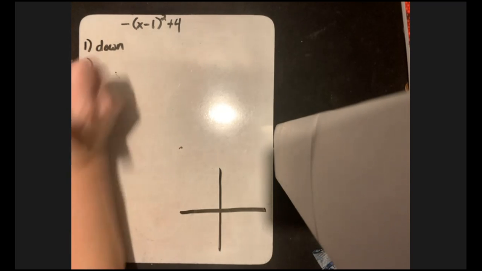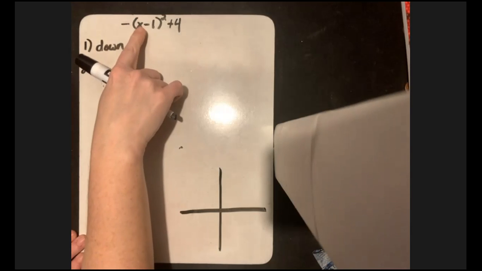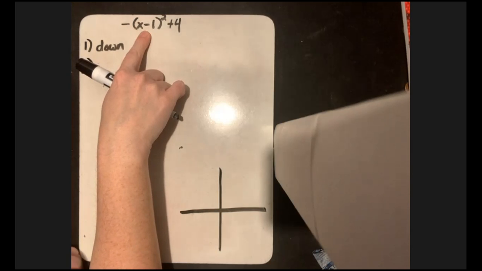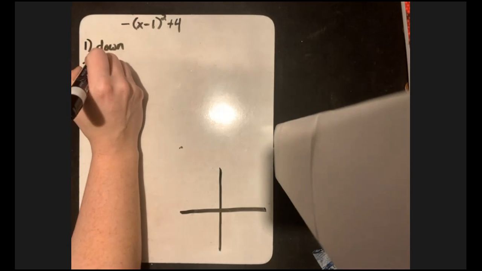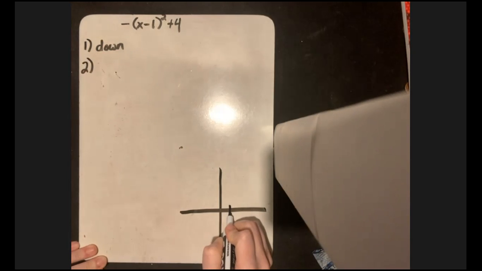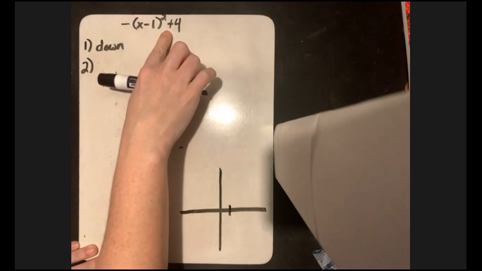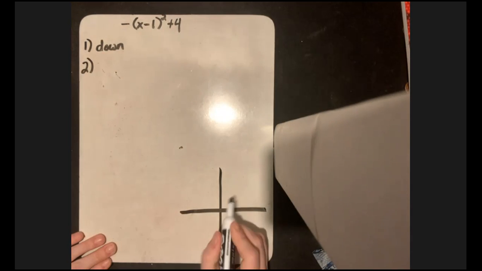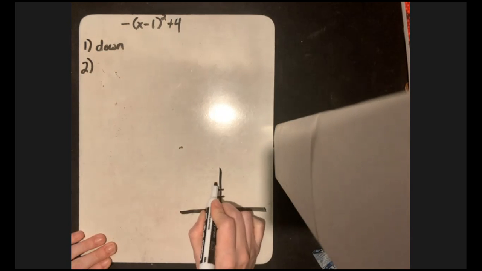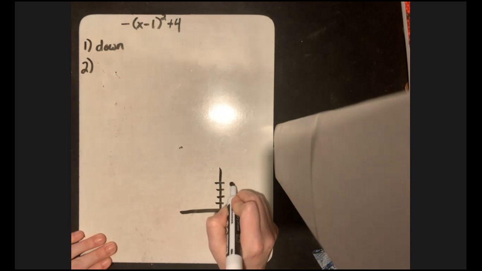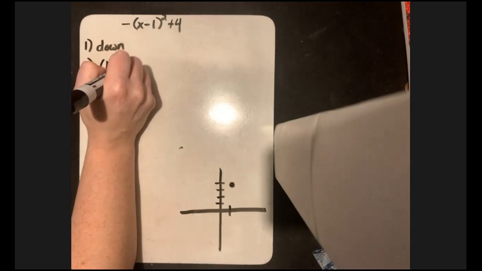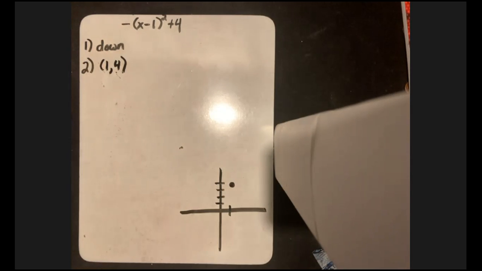So the second thing is I want to know where my vertex is. If I look, I know that my vertex, remember that inside the parentheses does the opposite. So -1 is actually going to go to the right 1. So I'm going to go right 1 and then +4, not in a set of parentheses, so it's going to do exactly what we think. It's going to go up 4. So I'm going to go 1, 2, 3, 4, and I'm going to plot that dot. And then I can come back and state that my vertex is at (1, 4).